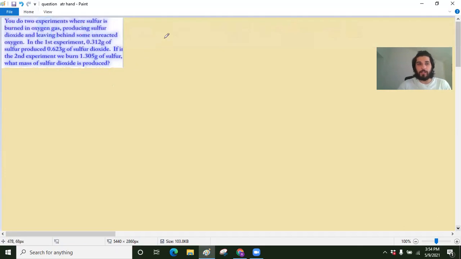So in this case, we're given 0.312 grams of sulfur makes 0.623 grams of sulfur dioxide, right? Because it's dioxide, we have two oxygen atoms. So although it doesn't say it, somewhere in that reaction between sulfur and oxygen to get sulfur dioxide, we had to use oxygen. There's oxygen in the compound.